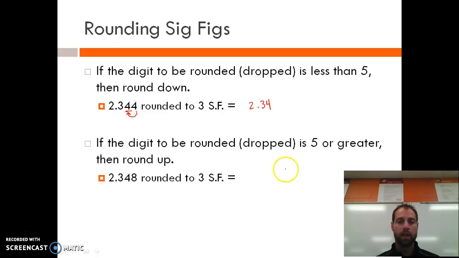2.34. In my second example here, I'm rounding to 3 sig figs, so here's 1, 2, 3. I'm rounding to this number here. I've got to look behind, and because 8 is greater than 5, I'm going to round up, or give it a shove, as some people say, and we would have 2.35 as our answer.